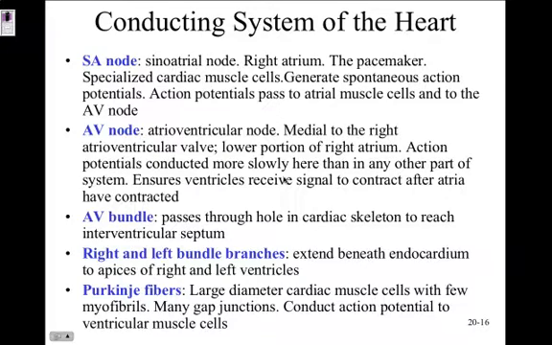Yep. If they have an artificial pacemaker, that means that it's overriding this SA node. It's attached where that SA node would be. Yep, my grandpa does too.